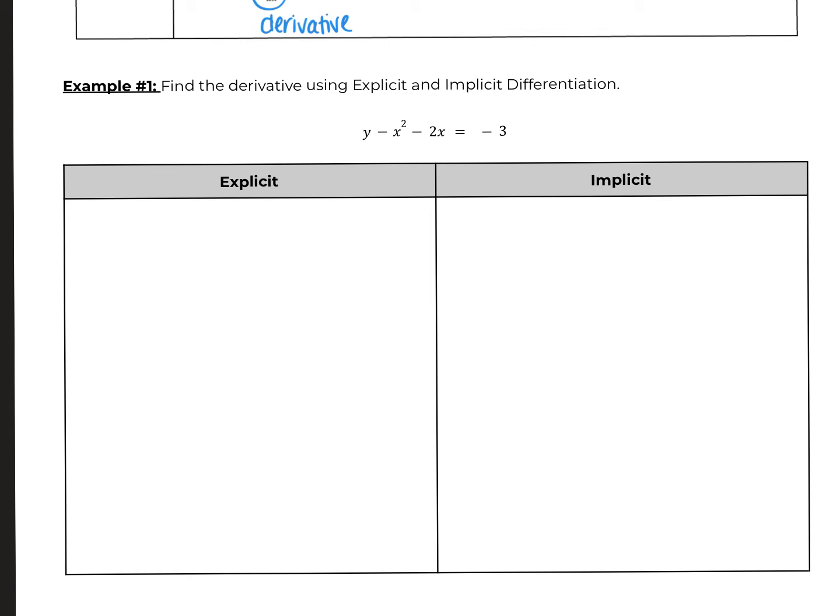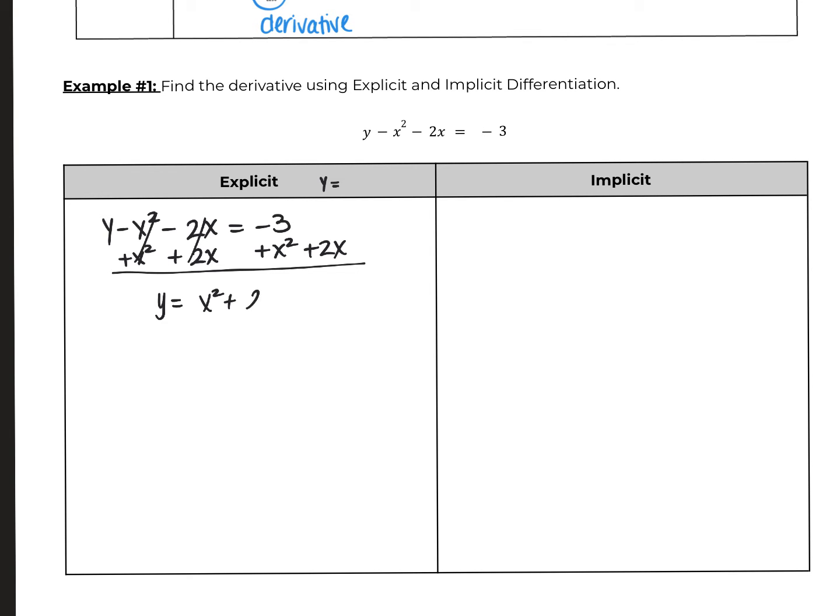So it says, find the derivative using explicit and implicit differentiation. So if I were to use explicit, I need to get the equation in y equals. So I'm just going to rewrite this. y minus x squared minus 2x equals negative 3. So if I wanted to get y by itself, I would add x squared and add 2x. And I can put this in standard form. So x squared comes first, then 2x, and then minus 3.